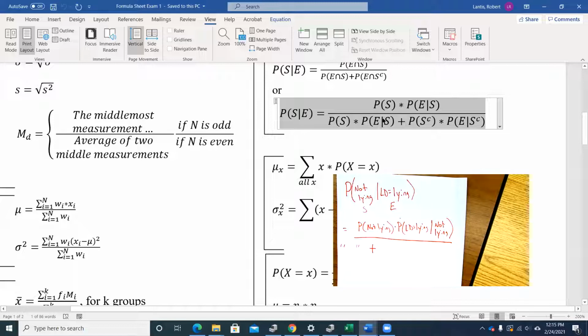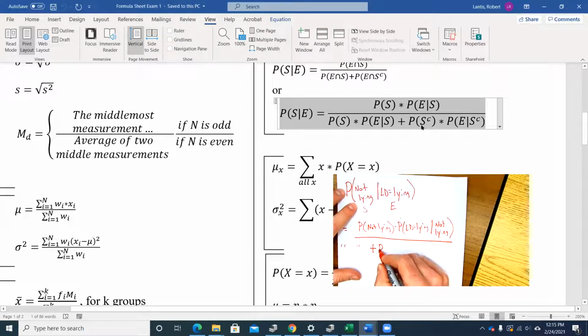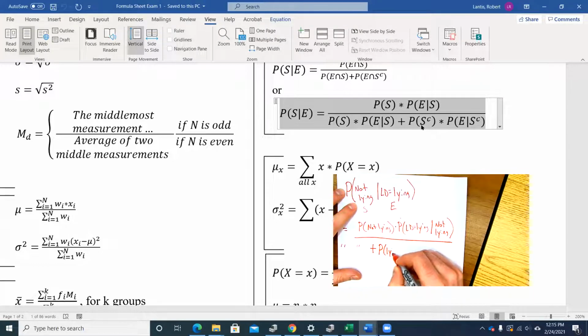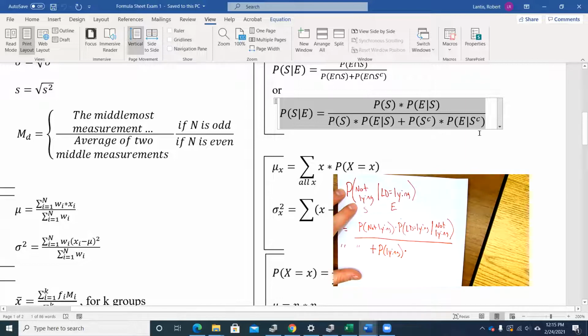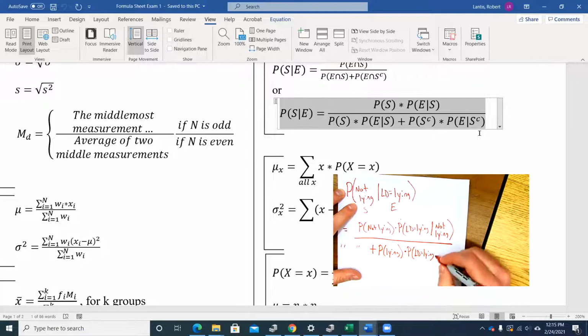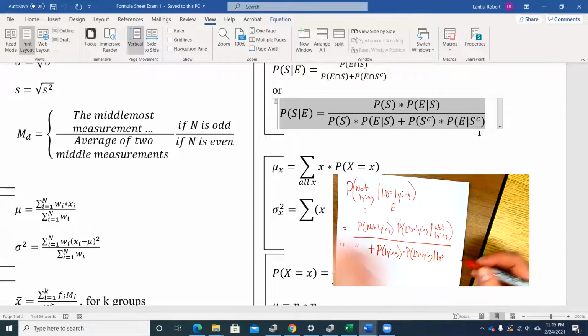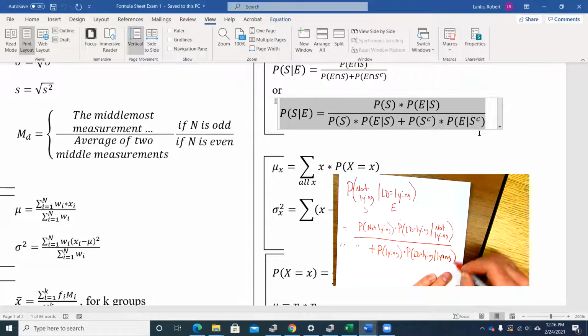So we've got that first part of our denominator. Then we add the probability of S complement. So our S is that they're not lying. So our S complement would be that they actually are lying. Multiplied by the probability of E given S complement. So our E is the lie detector test shows they're lying, given S complement, which we just said, if S is not lying, S complement is that they are lying. Okay.